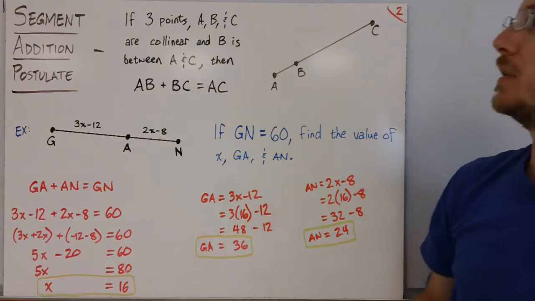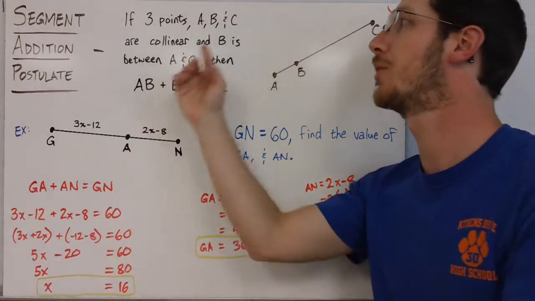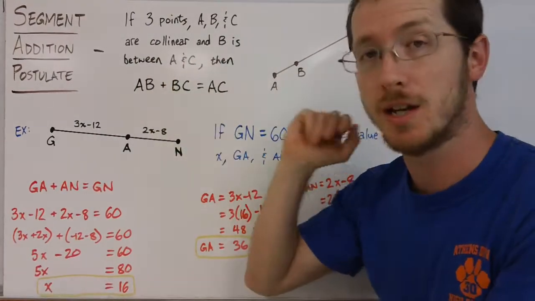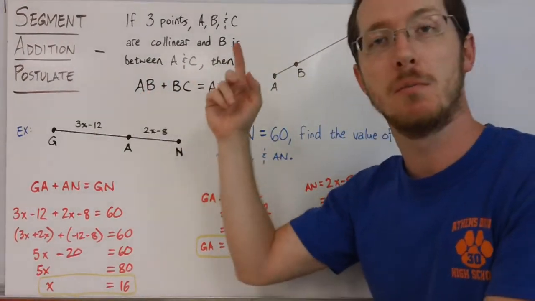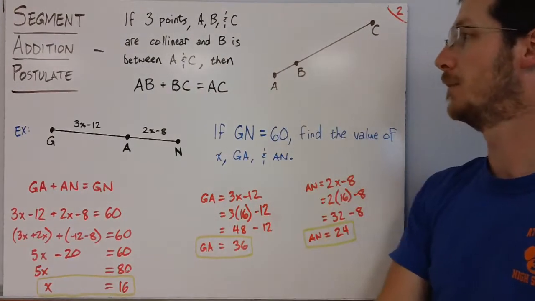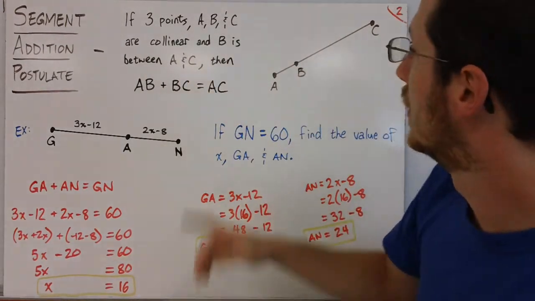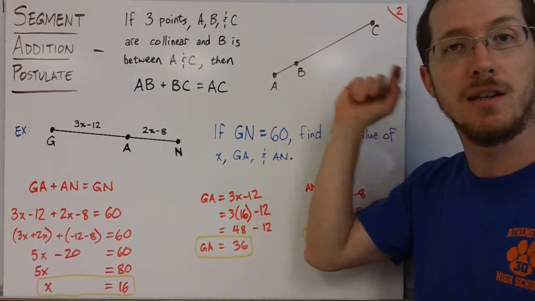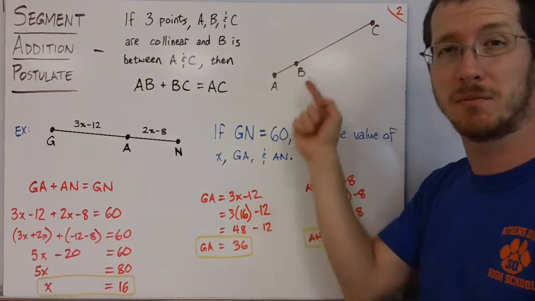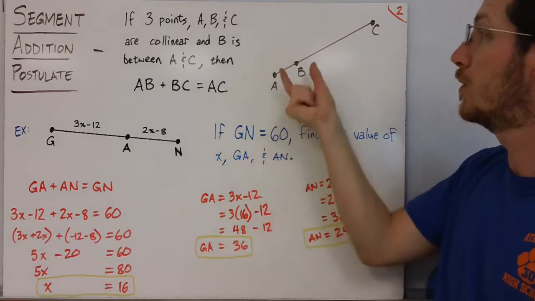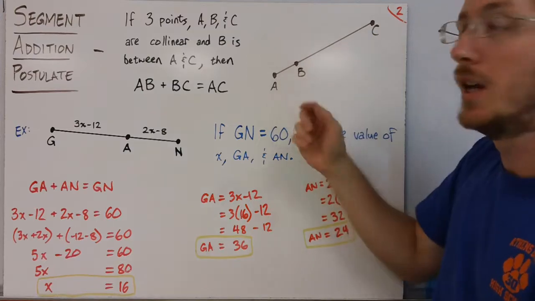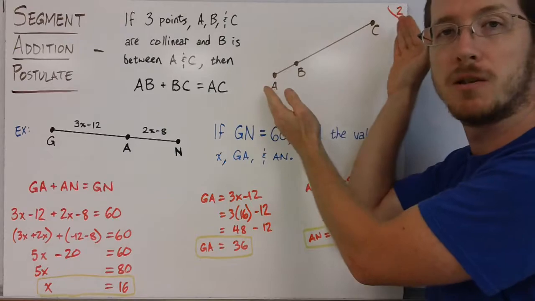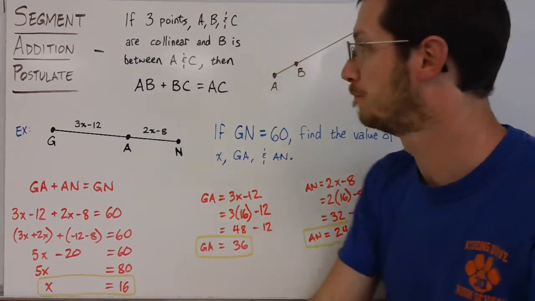Okay, next up, the segment addition postulate says if 3 points A, B, and C are collinear and B is between A and C, then AB plus BC equals AC. Okay, so we've got a formula here. So looking at this quick diagram here, we've got segment AC, point B is somewhere on that segment in between. If we were to take this piece here, AB, and add its measurement to the measurement of BC, then we would get the measurement of the whole piece, AC.